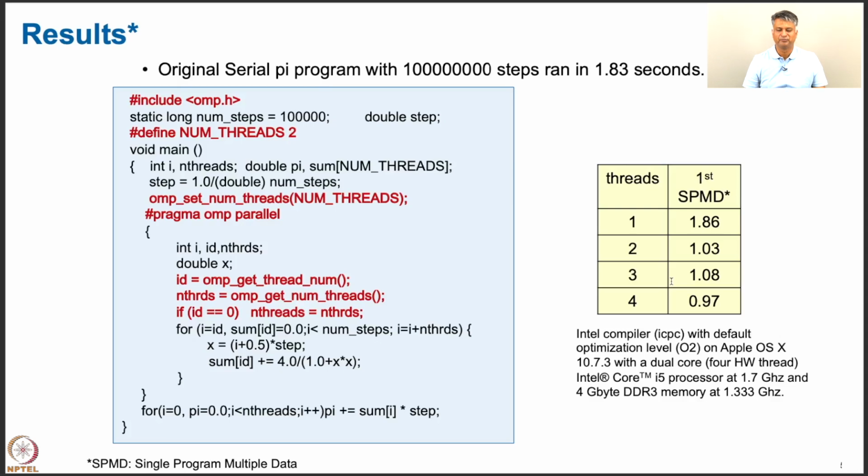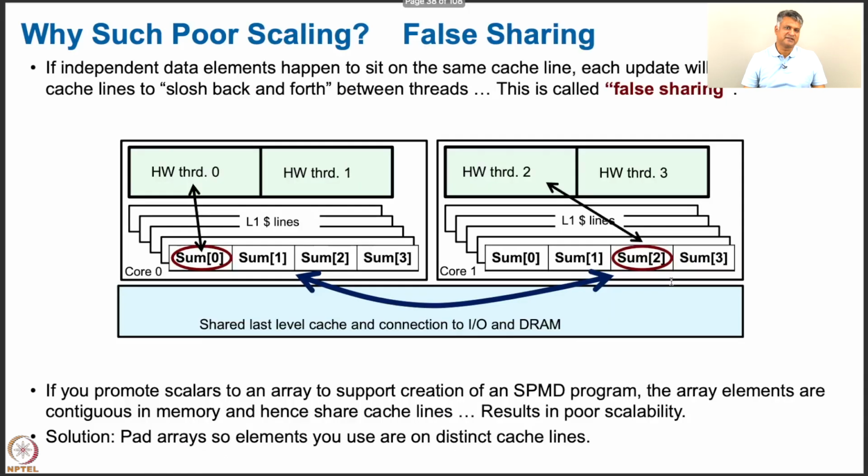And you can see that you are not really getting the maximum possible speedup that should be possible. We need to ask ourselves, why is there such poor performance in this parallel implementation of trying to compute pi? One of the reasons why this happens is something called false sharing.